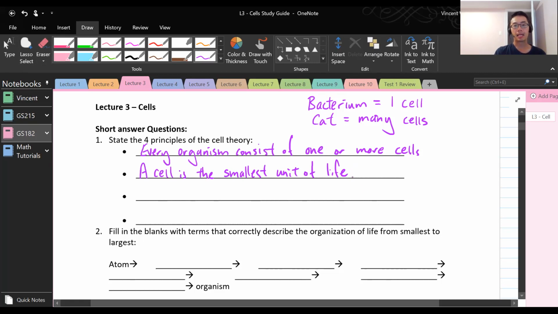And to add to that, it is individually alive, even as part of a multicellular organism.